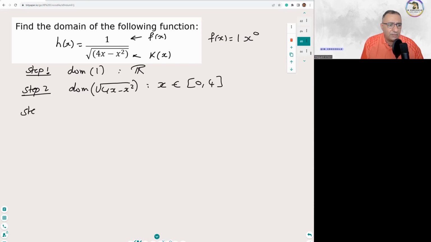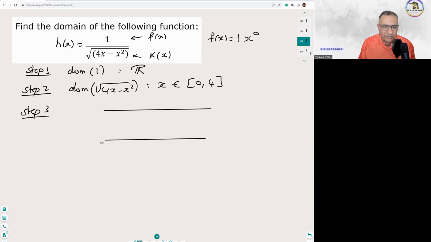Now, step 3, finding the intersection. So find the intersection between these two domains. In order to do that, allow me to draw a couple of straight lines to visualize the intersection between the two domains. The first straight line here is for f of x, the numerator, which is basically the set of real numbers. So basically the domain is everything here on the number line.